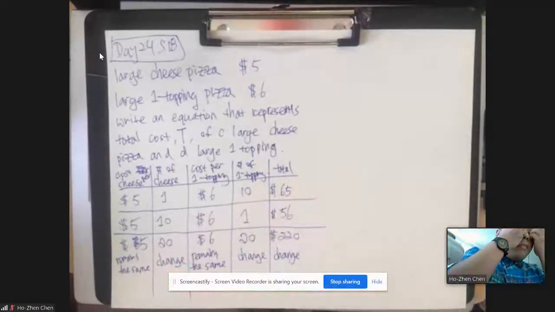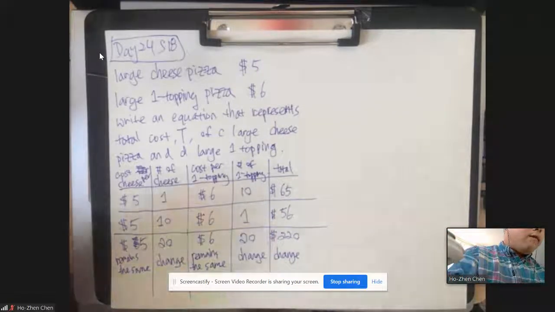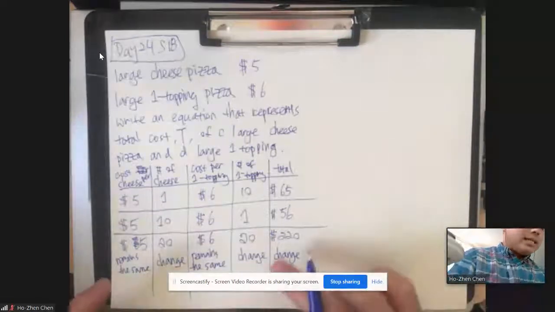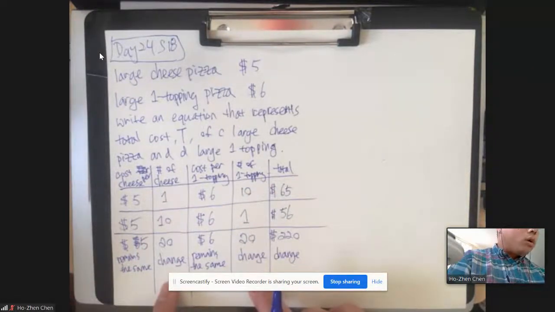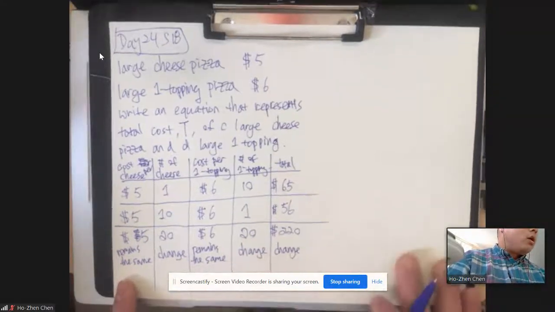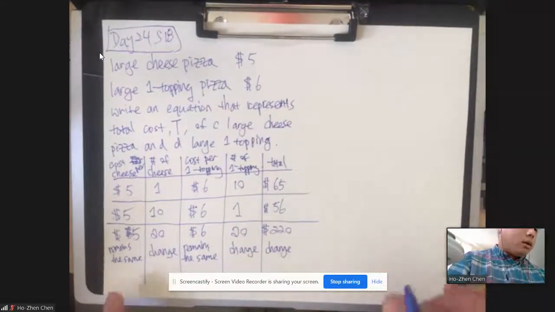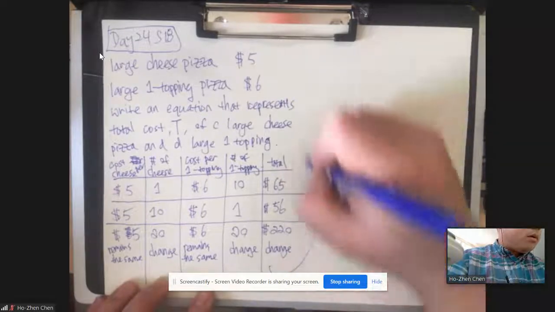So if these numbers were to continue, you can probably predict that if we were to just write out different scenarios, the number of pizzas ordered you can definitely change forever, but the unit price per pizza will remain the same. Good note. So let's go up.